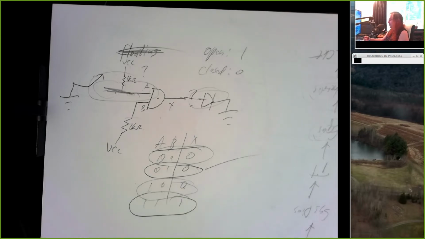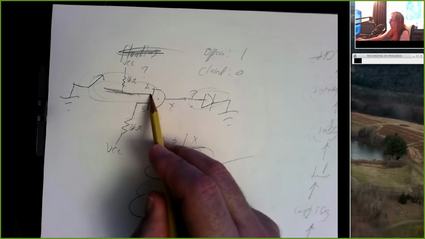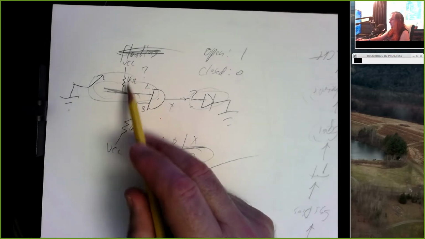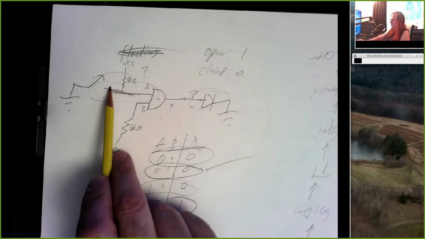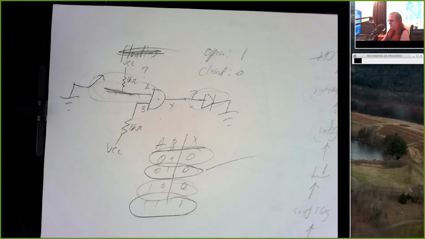So same thing with switches, right? If you have an input to a circuit, pull it up to 5 volts through a 1K, and then use the switch to conditionally ground it by closing the switch.